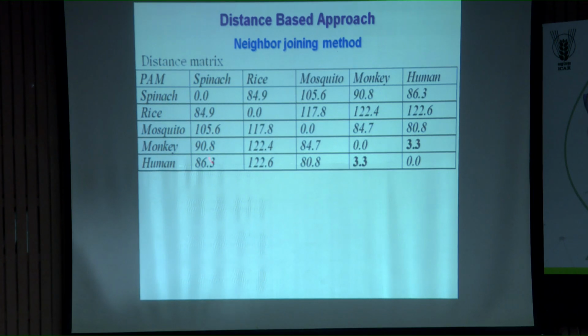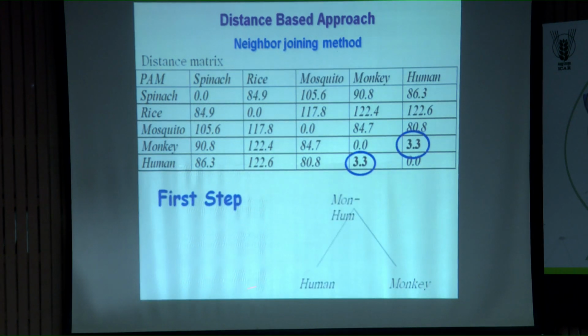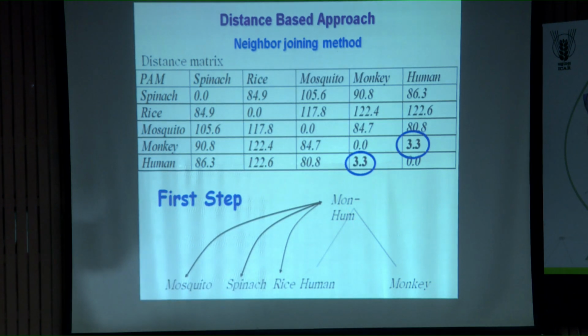So, the software will generate a kind of distance matrix like that, and here the lowest value is coming between monkey and human, the 3. Next. So, this is the lowest value. So, what will the software do? First step, it creates a group, monkey and human, creating these 2 branches. So, these 2 branches, monkey and human, and this is the group. Now, monkey human as a group, the software will analyze to find out the distance between all these 3.